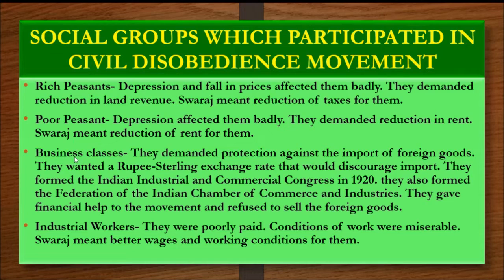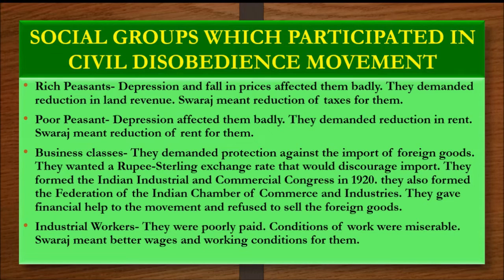Now, business classes. They demanded protection against the import of foreign goods. They wanted a rupee-sterling exchange rate that would discourage imports. They formed the Indian Industrial and Commercial Congress in 1920. They also formed the Federation of the Indian Chamber of Commerce and Industries. They gave financial help to the movement and refused to sell foreign goods. Next, industrial workers. They were poorly paid, and conditions of work were miserable. Swaraj meant better wages and working conditions for them.